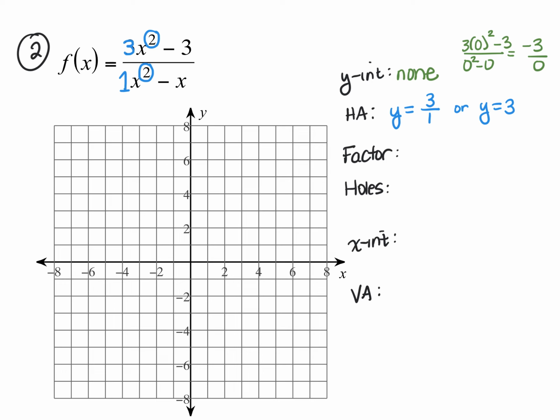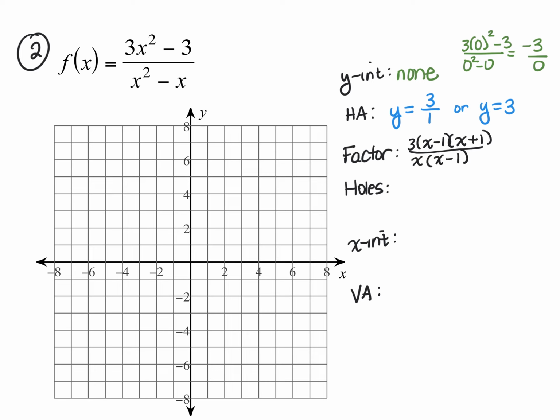Okay, next up, let's factor. I'm not going to spend a lot of time factoring this. I think that you should be able to do so pretty quickly. So I'll just quickly factor it off to the side here. We'll have 3 and then x minus 1 times x plus 1, and then we'll have x as a GCF and then x minus 1.